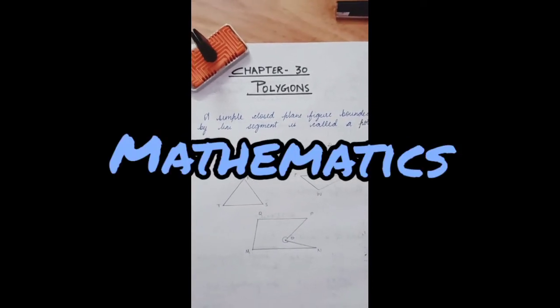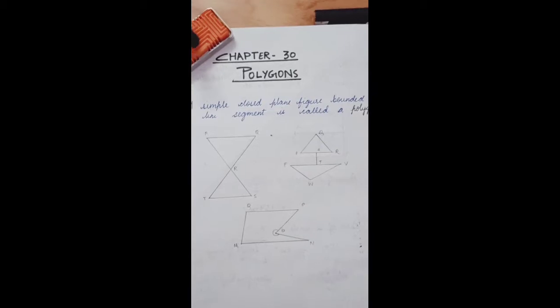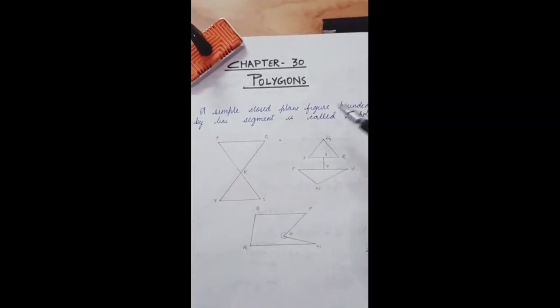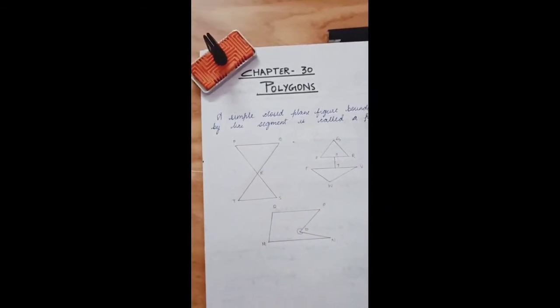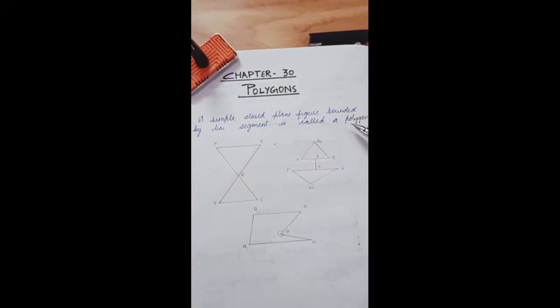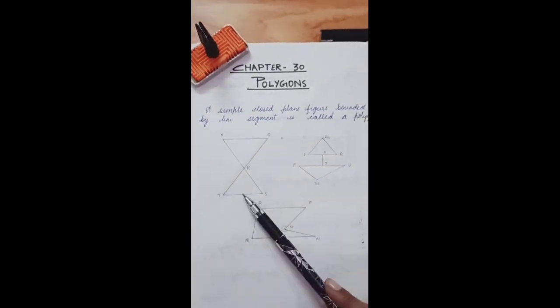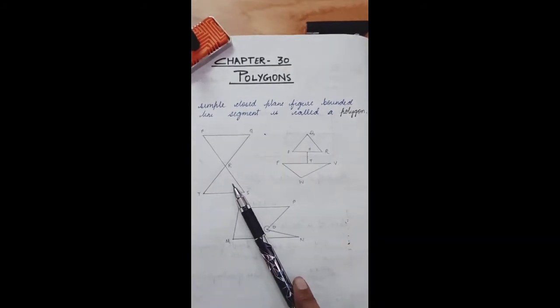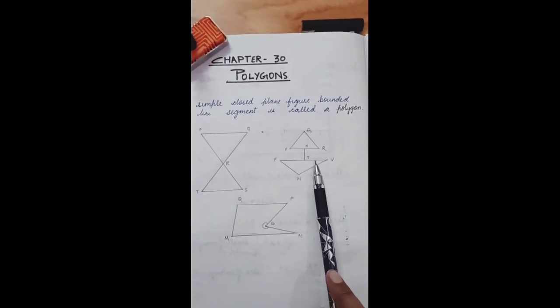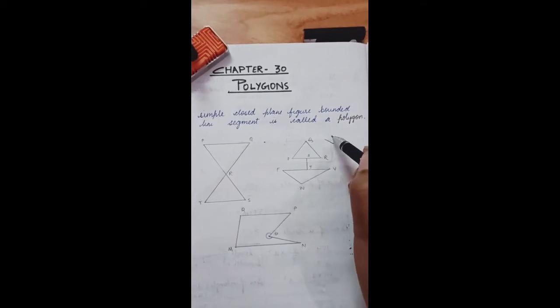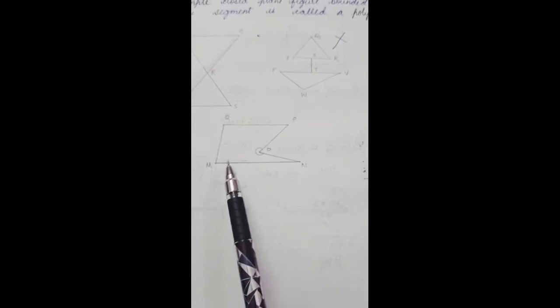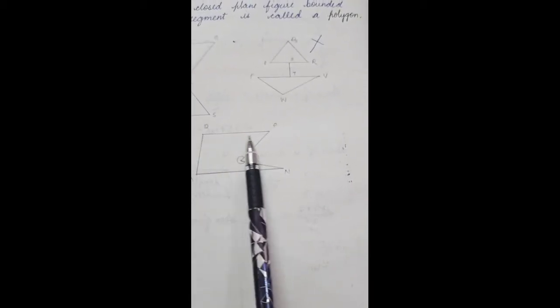Today I am going to start a new chapter, chapter 30, polygons. What is a polygon? A simple closed plane figure bounded by line segments is called a polygon. See this figure. Is this a polygon? No, this is not a polygon. This one? Is this a polygon? No, it is not a polygon. Now see this figure. You can see this is a closed figure bounded by line segments, right? So this figure is a polygon.